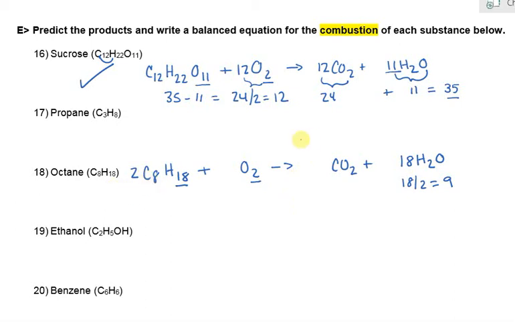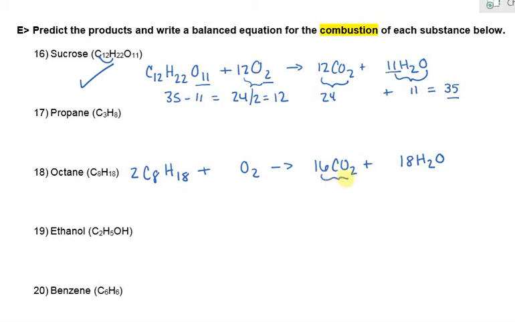I double the carbons. That means 2 times 8 is 16. So I've got 16 of those. I've got 2 times 18 hydrogens, which is 36. 36 divided by 2 is 18. So we're good. Now let's talk about those oxygens.